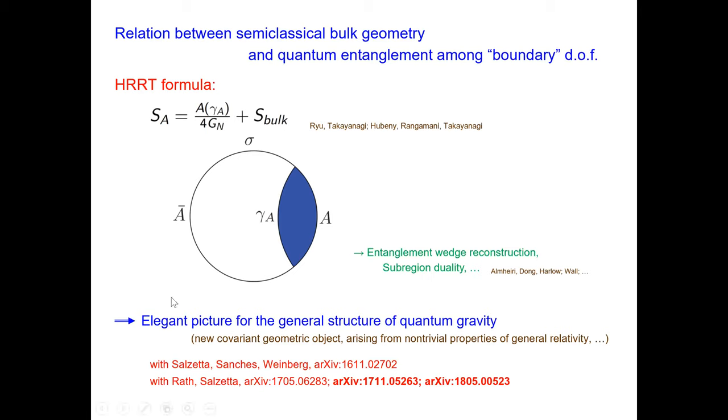And we see that that will lead to quite an elegant picture for the general structure of quantum gravity in general spacetime. And we see even some new covariant geometric objects, which we call the holographic slices, and so on. Some stuff that people get confused about, like the entanglement shadow, can be reasonably clarified. And this talk is based on the work written here, in particular these last two papers with my current student, Pratik Rath, and Nico Salzetta. That's the main content of the paper.